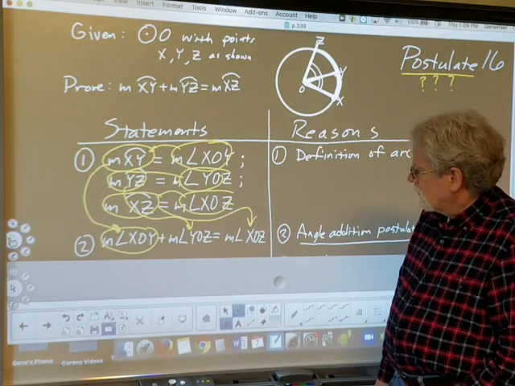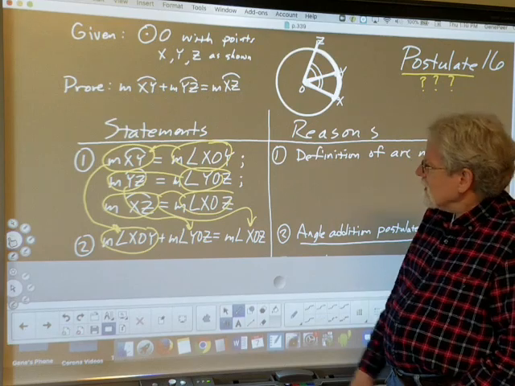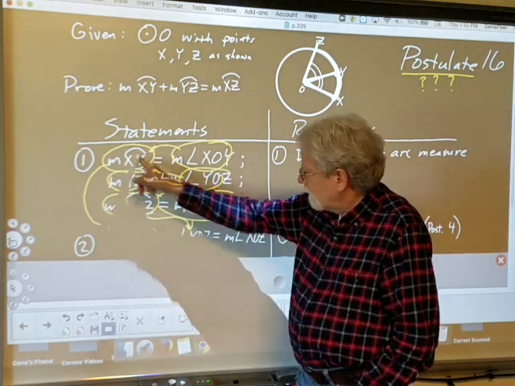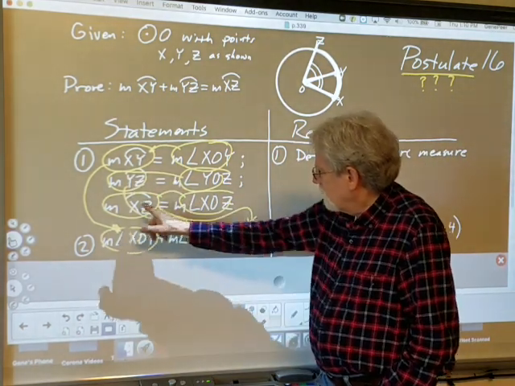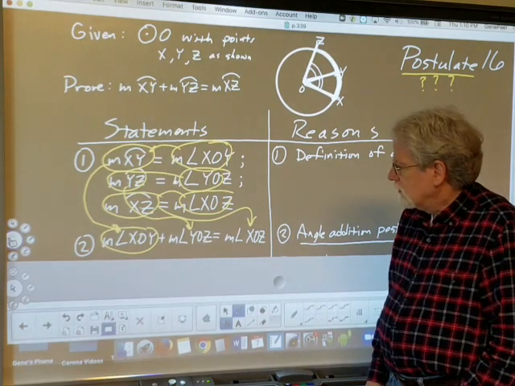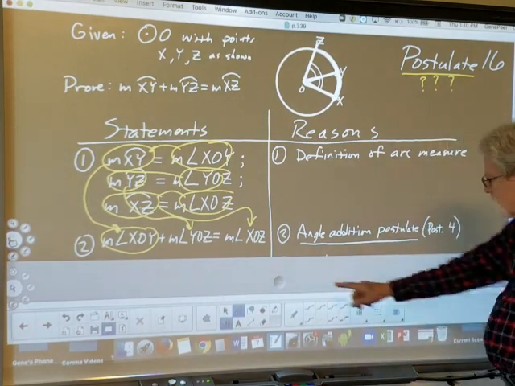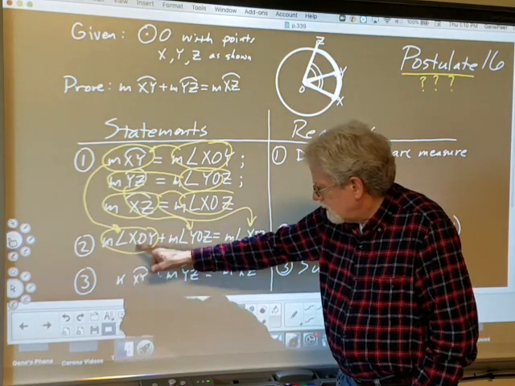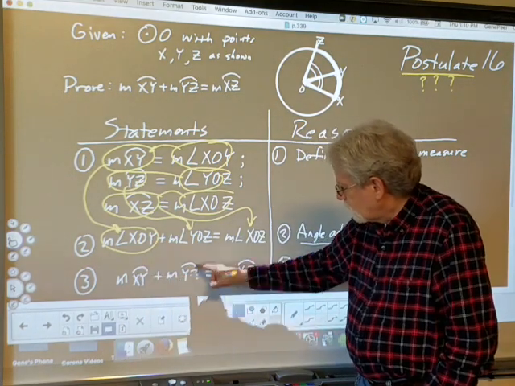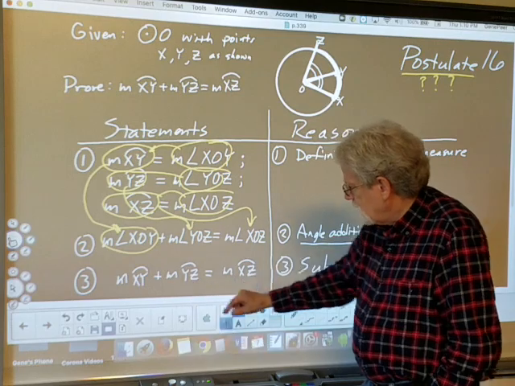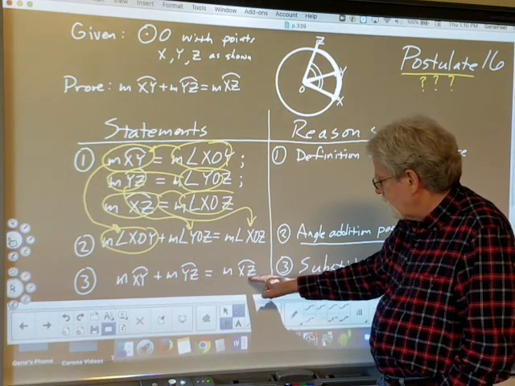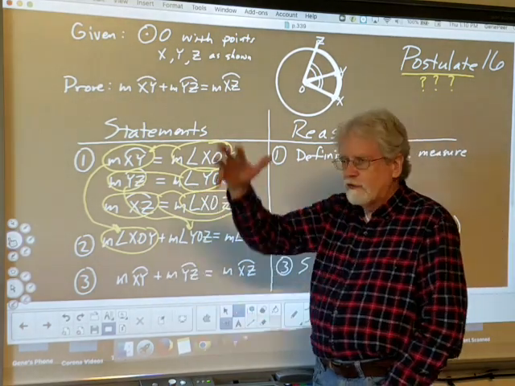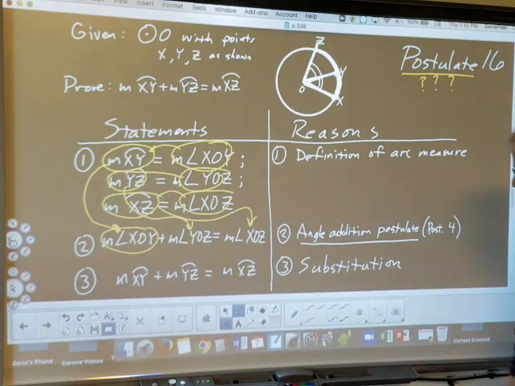So if I make, oh, that made an ugly mess. But if I make these substitutions, sticking this guy in here, this guy in here, and this guy in here because they're equal, what do I end up with? I end up with the measure of arc XY plus the measure of arc YZ equals the measure of arc XZ. And what did I do? That was a bunch of substitutions, right? That's the substitution property.